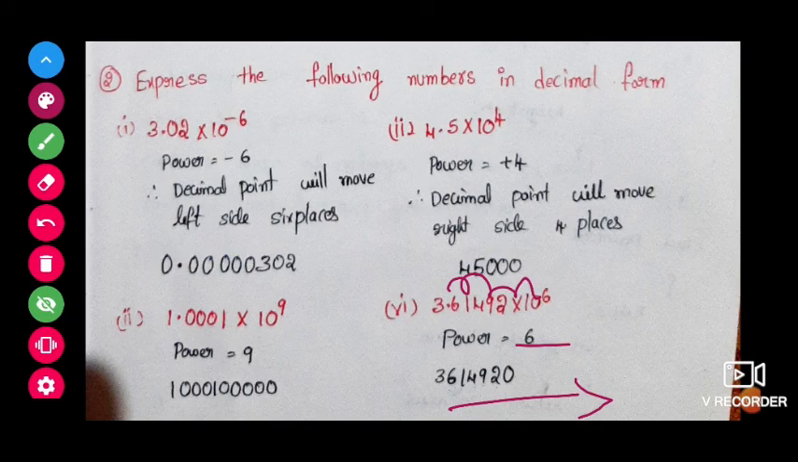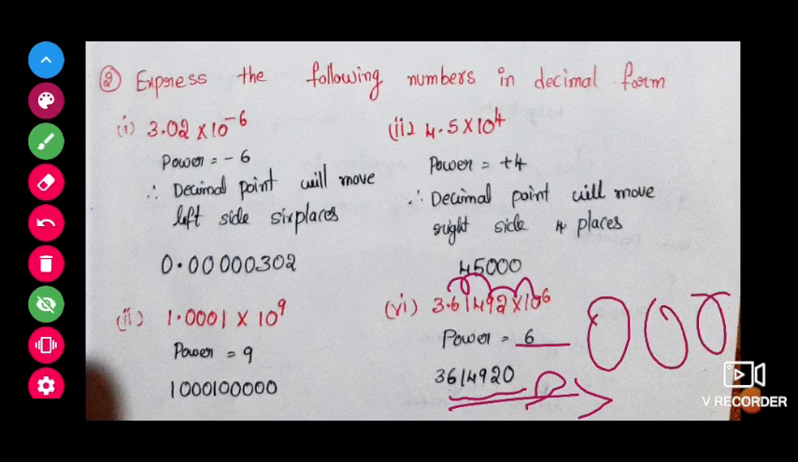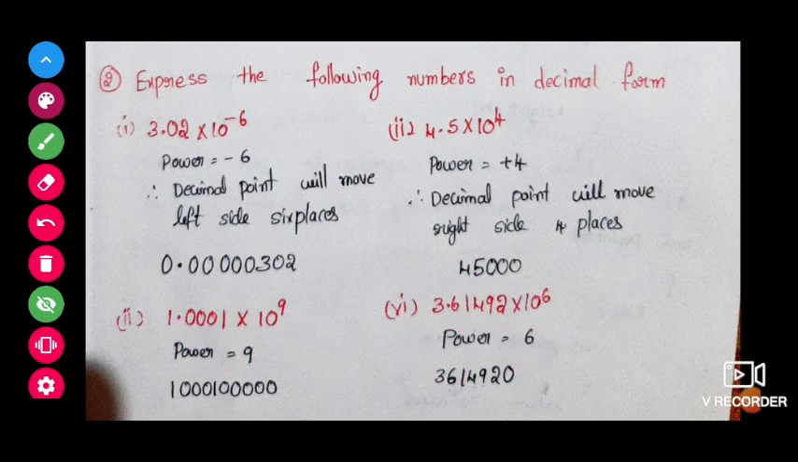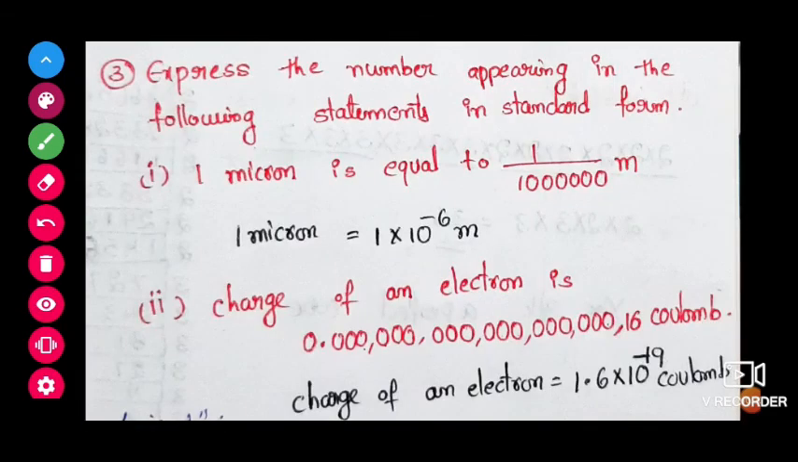Okay. If there are numbers, children, we will move with the numbers. If there are no numbers to move, then we will place the zeros. Even if it is the right side, even if it is the left side, we are moving. Okay. Next one. Express the number appearing in the following statements in standard form.